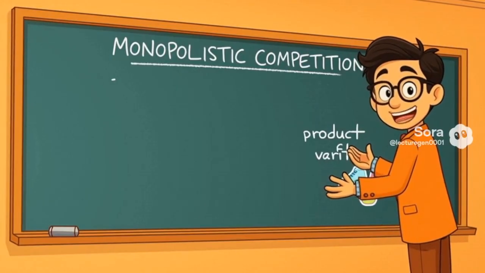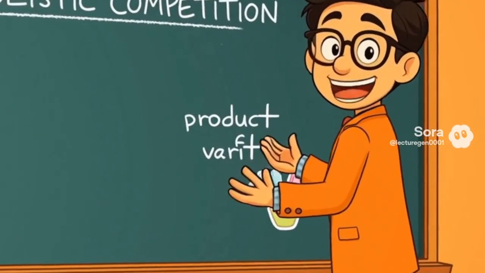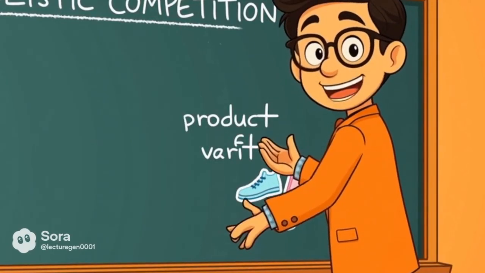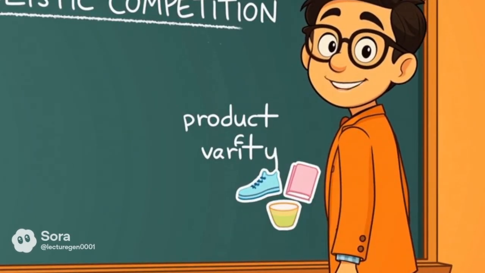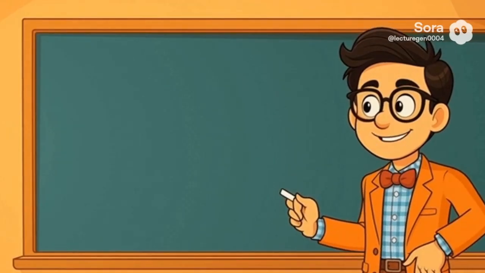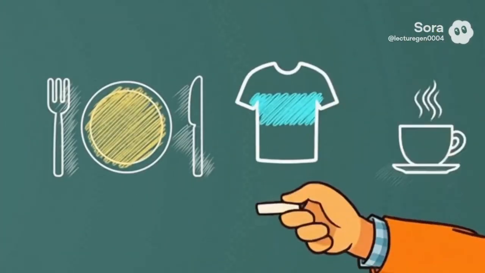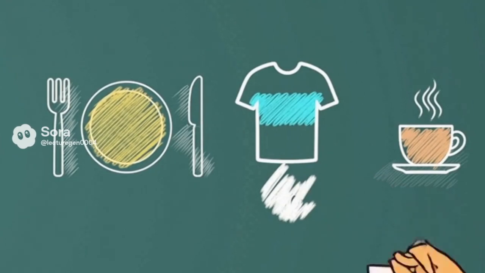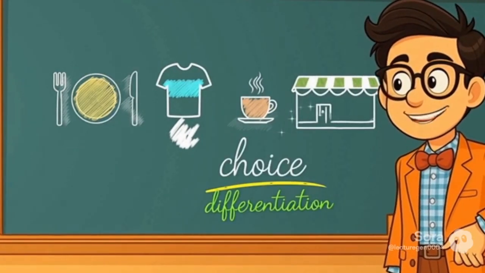Even though monopolistic competition isn't perfectly efficient, it offers consumers something valuable, product variety. That's one of its main strengths. Think of restaurants, clothing stores, coffee shops, markets with lots of choice and lots of differentiation.